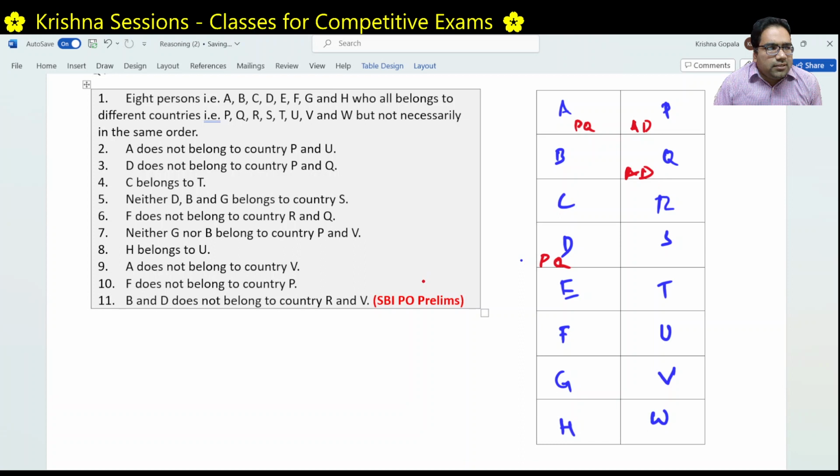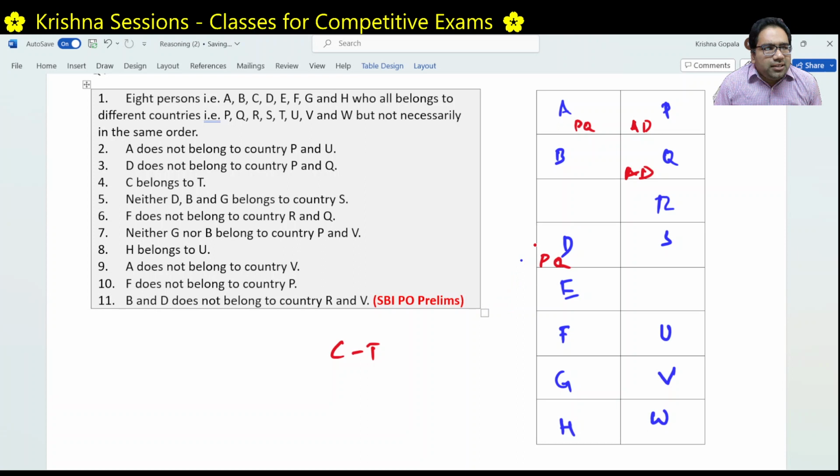Then C belongs to T. Very good. So that means C and T we can eliminate. We don't need to map. C we have eliminated. That is condition number 4. That means A, B, D, E, F, G, H, none of them can be T, because T is already eliminated. Similarly, P, Q, R, S, U, V, W, none of them can be C, because C and T are already eliminated. That mapping is already finished.